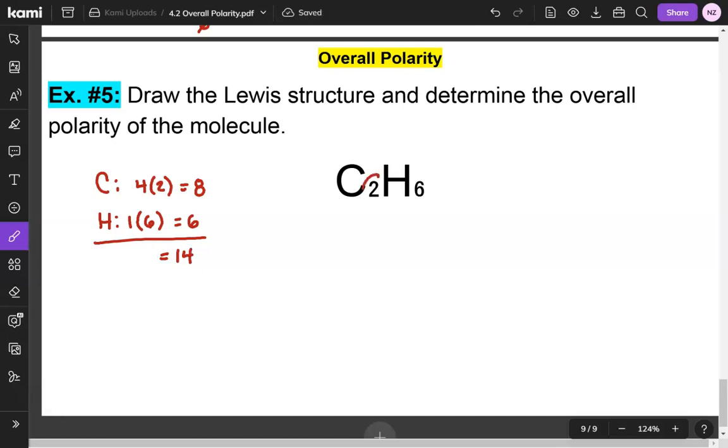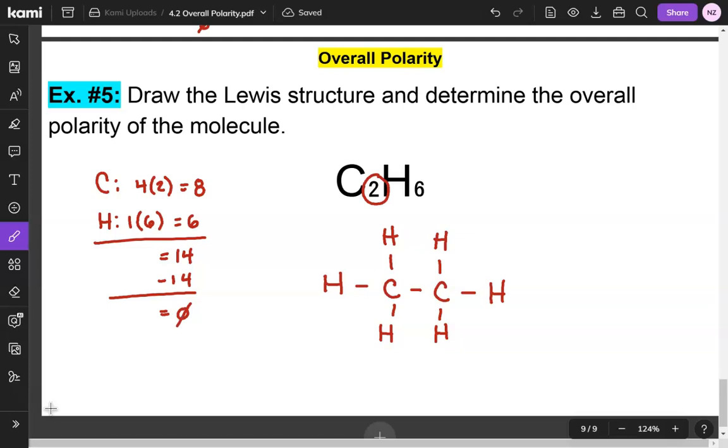Now, we have 2 carbons, so both carbons are going to go in the middle, and we're going to surround everything with hydrogen. Single bond everything. 2, 4, 6, 8, 10, 12, 14. Every single atom that is attached to our central atoms is the same. So this is going to be nonpolar.